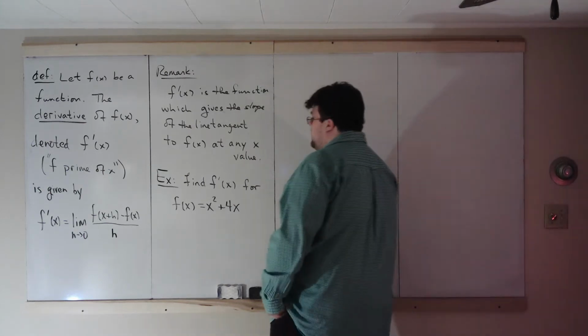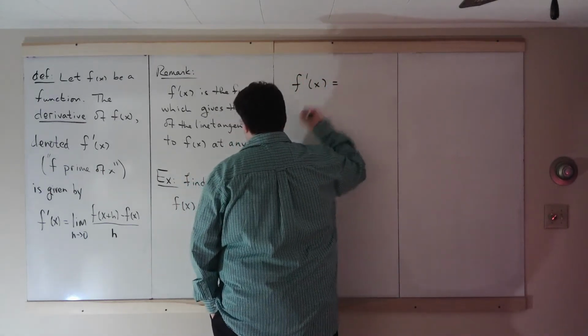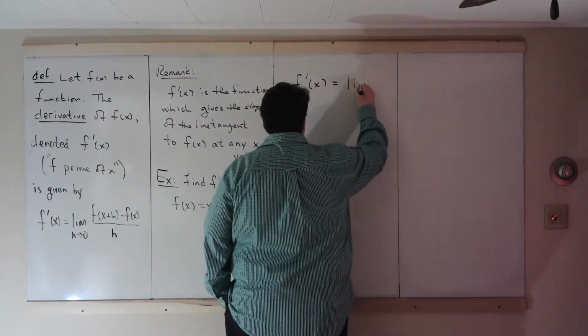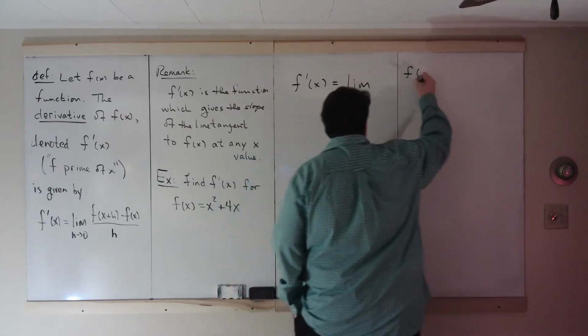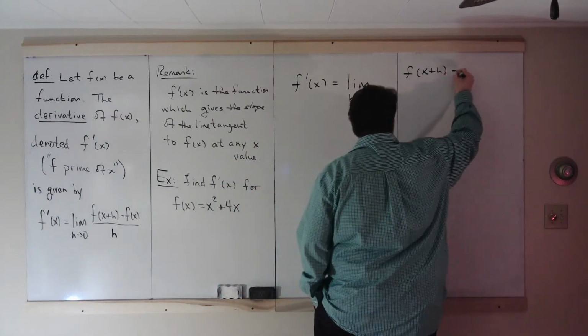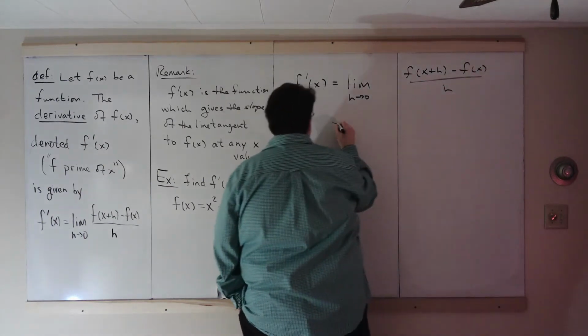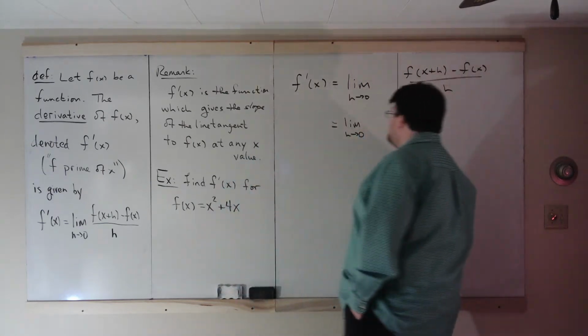I'm going to do it up here. Well, we need f prime of x. What is it? Given by this limit. Limit h approaches 0 of, I'm going to write it on this board, f of x plus h minus f of x all over h. What does that equal? Well, it's still a limit.